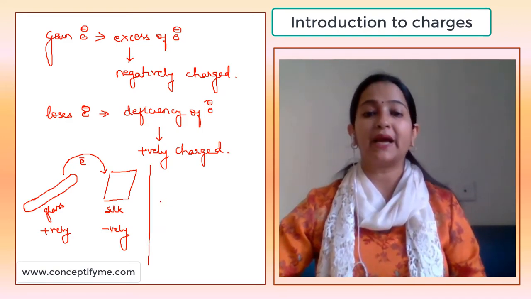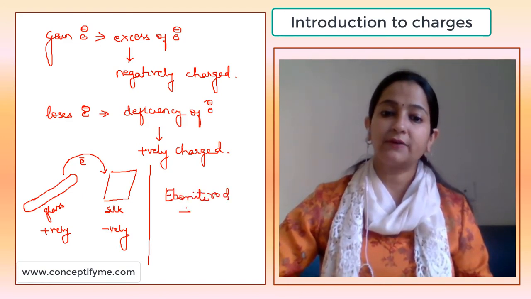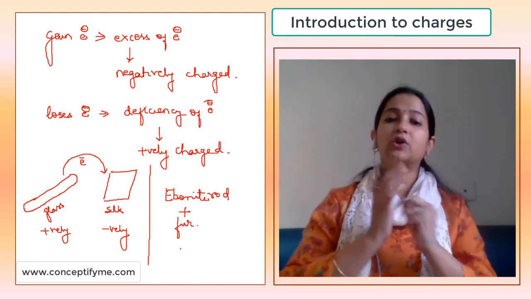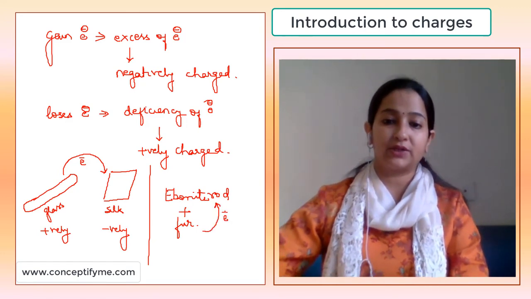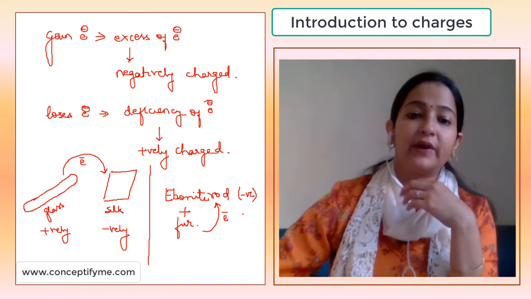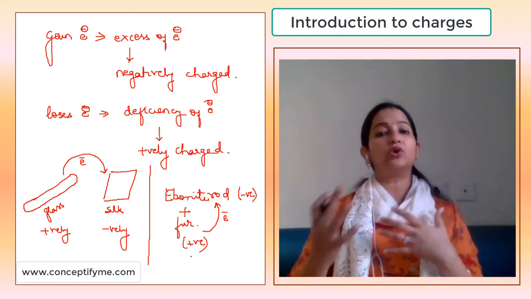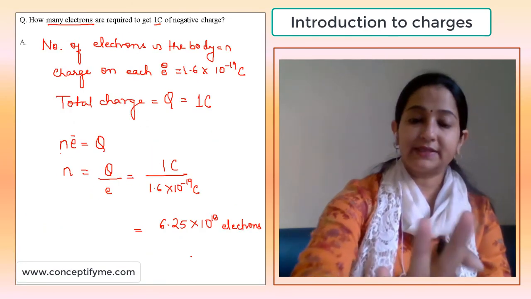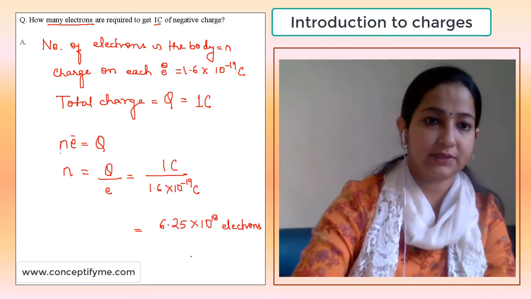Similarly, there is one more example, that of an ebonite rod and fir cloth. What happens if we rub this fir cloth and the ebonite rod? The fir cloth transfers some electrons to the ebonite rod, and therefore the ebonite rod becomes negatively charged, whereas the fir cloth becomes positively charged. So this is how a body gains or loses electrons. I hope you all have understood this numerical. In case you have not understood, do mail us to ask.